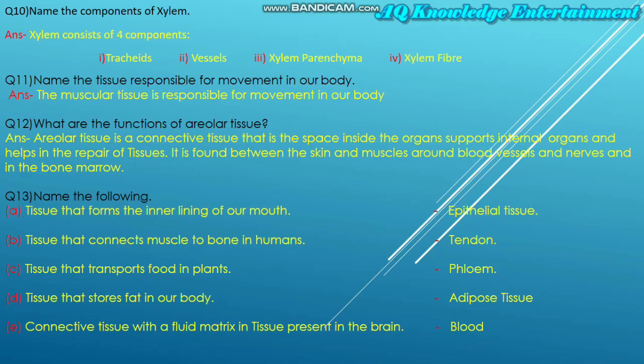Yeah, so the last question, the last one is about a tissue. That's the connective tissue with a fluid matrix. Now what is matrix? As I said earlier, matrix means material, so a fluid material. The connective tissue which consists of fluid matrix is only one, that's the blood, of course, which is a very important connective tissue.